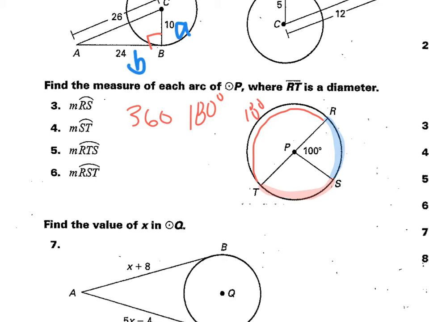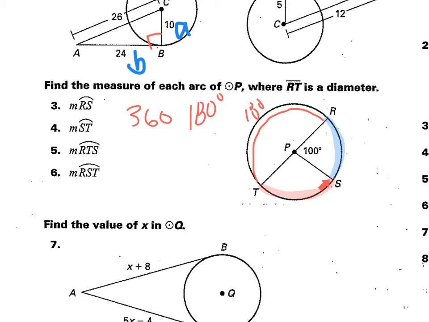Then, number 5 wants to know RTS, going this way. Remember, we just talked about this being a semicircle. Then just add what you got for number 4 onto that 180, and that'll give you RTS. That's a major arc.